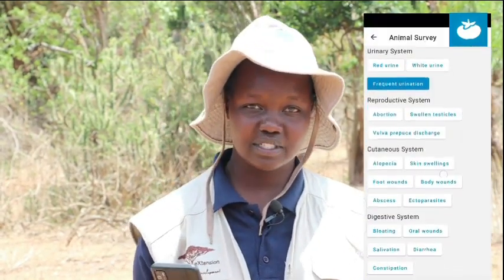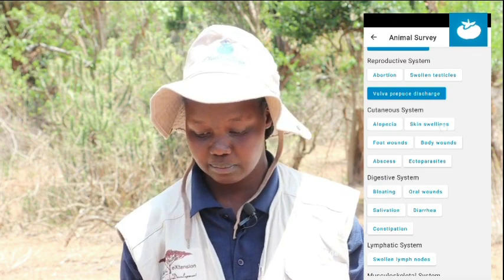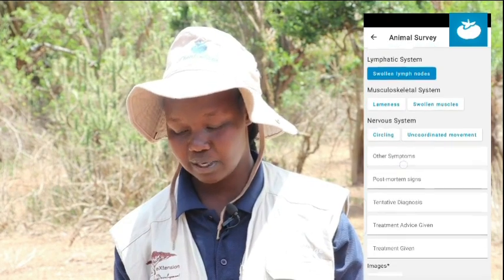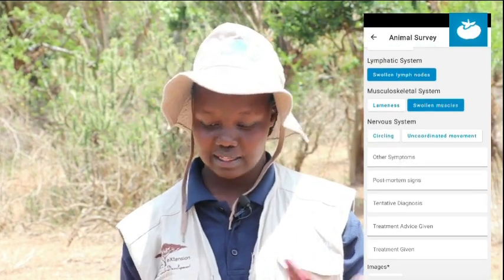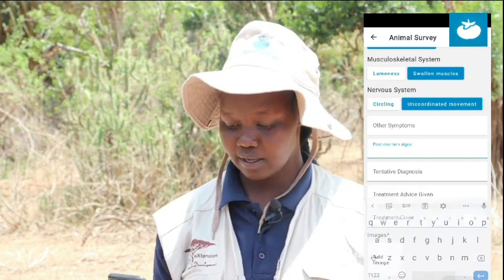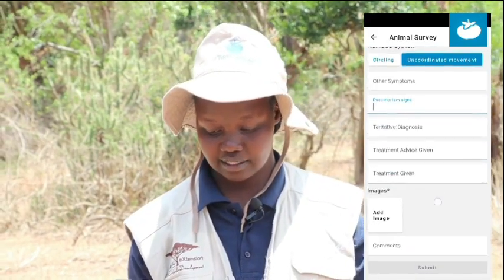Then the list of the symptoms: we have the respiratory system. If you see any symptoms related to the respiratory system, then you select. Then we have the cardiovascular system. Examples of the symptoms are pale white mucous membranes or congested red mucous membranes. Then we have the urinary system, reproductive system, cutaneous system, digestive system, lymphatic system, musculoskeletal system, and the nervous system. All those systems have common symptoms, so you just click on the symptoms that you see in an animal.